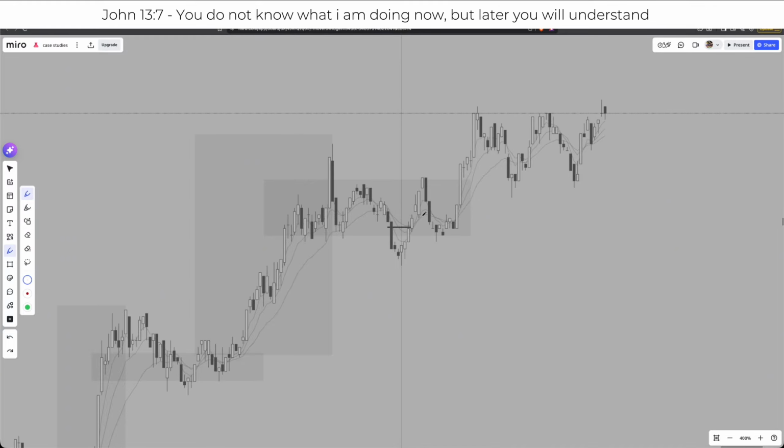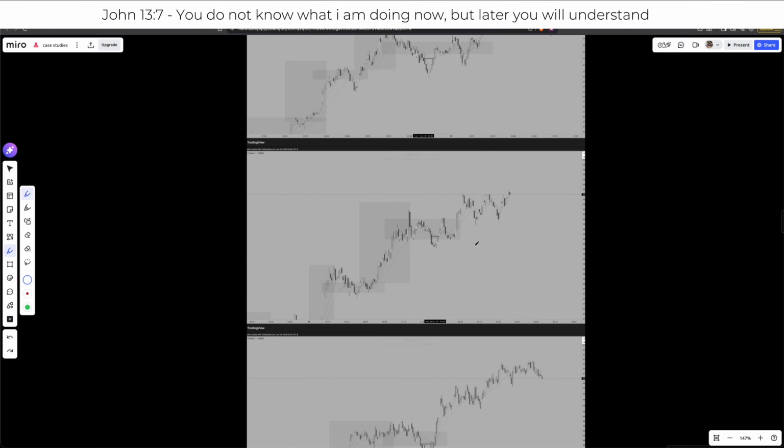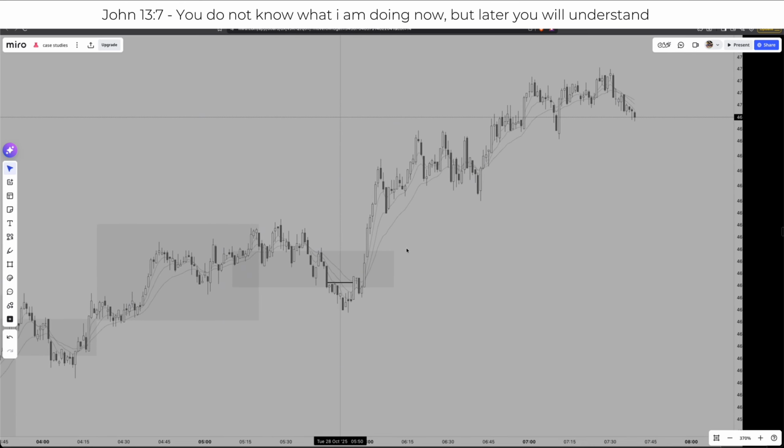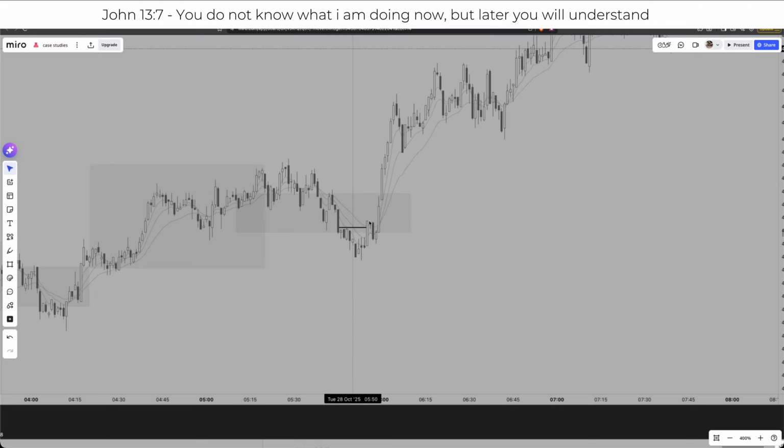I enter right here. I get gapped, so my entry would be right there. Price does its thing, and it should be right there. Oh, this looks ugly. Let me delete this. I'll probably get taken out over here, but okay. Here's the next one.